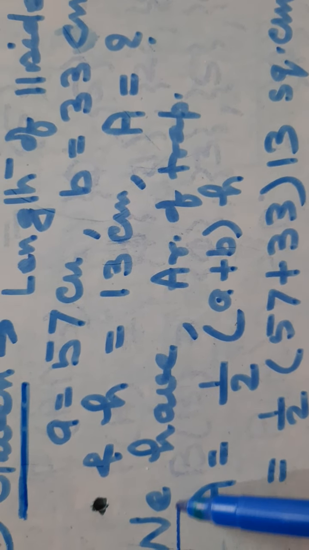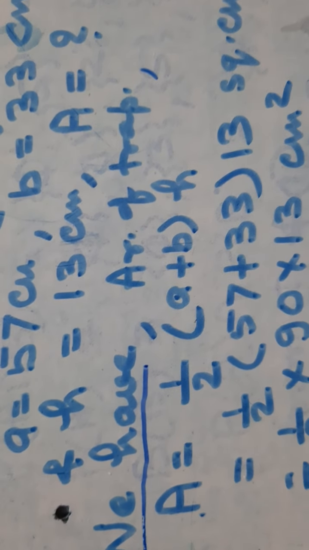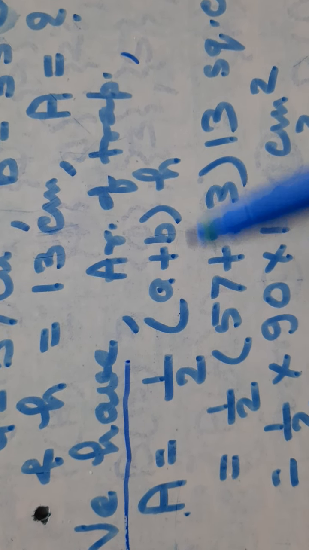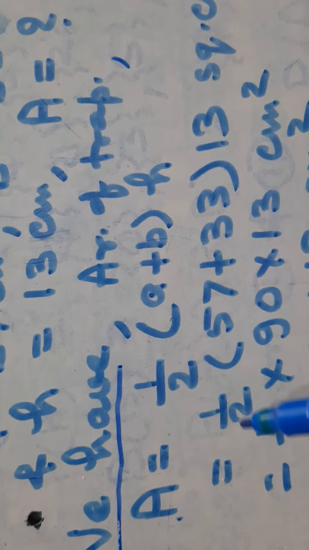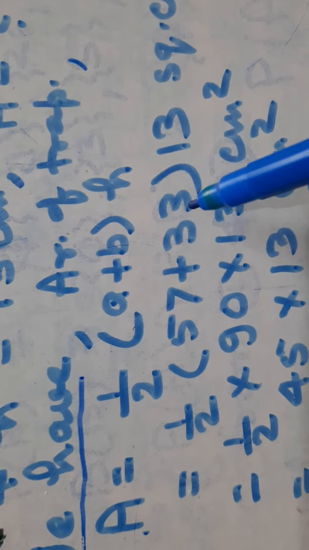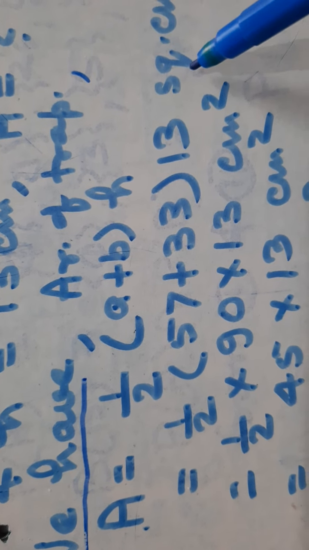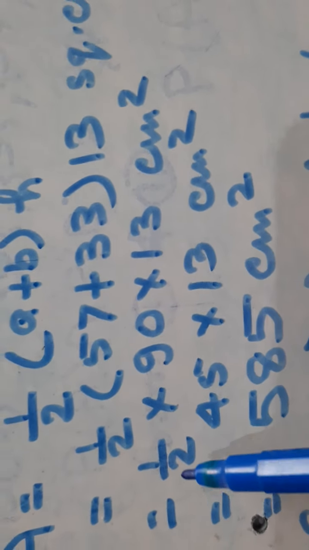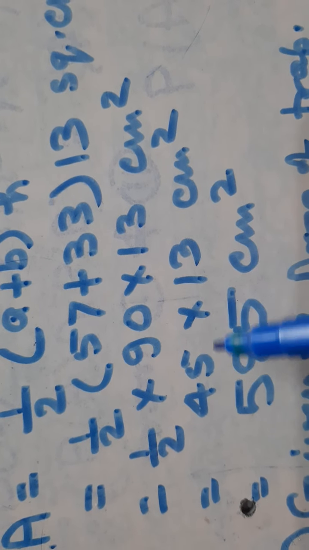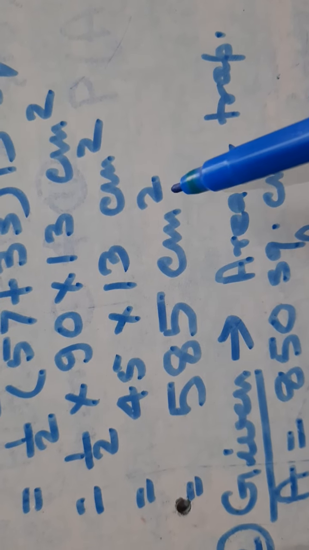We have area of trapezium A is equal to 1 by 2 into (a plus b) into h. Putting the values of a, b and h we get, that is equal to 1 by 2 into (57 plus 33) into 13 square centimeter. Area, unit square centimeter. That is equal to 1 by 2 into 90 into 13 centimeter square. That is equal to 45 into 13 centimeter square. That is equal to 585 centimeter square.